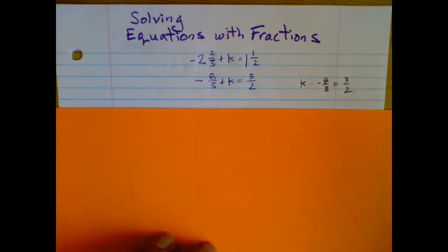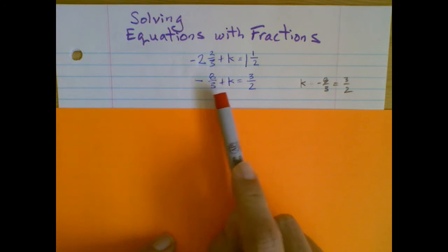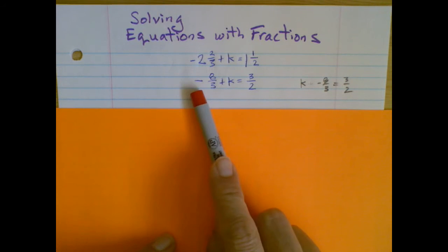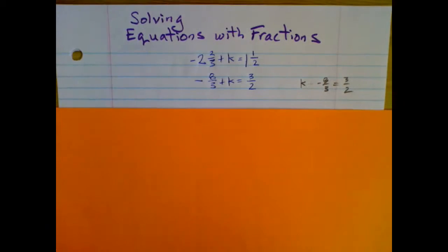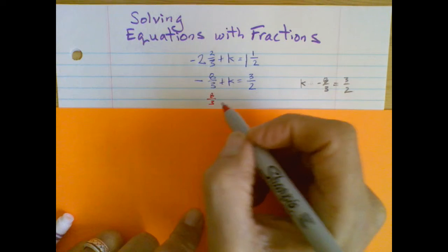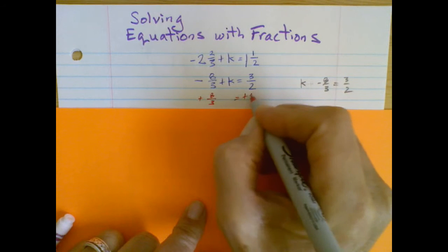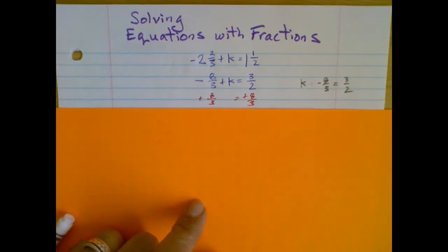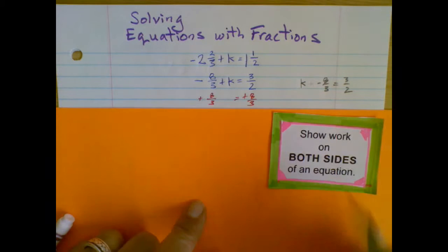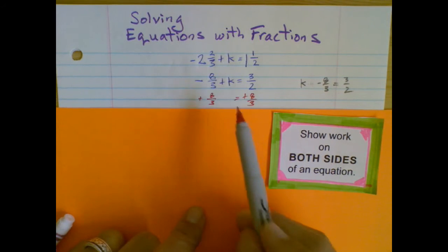So I want to get the variable by itself. That's what solving includes, isolating the variable. Here, since I'm adding a negative 8/3, I need the opposite of negative 8/3. The opposite of negative 8/3 is 8/3. Now, if I'm going to add 8/3 to this side, I must also add 8/3 to this side. That is part of our principle here. We want to show the work on both sides of an equation. Not just write it on one side, but actually show it happening to both.